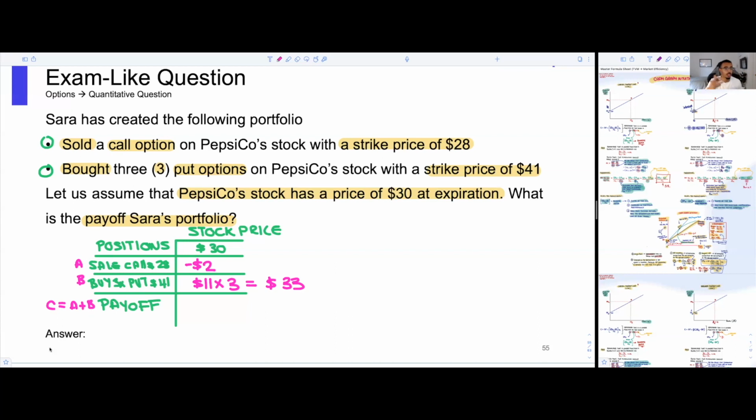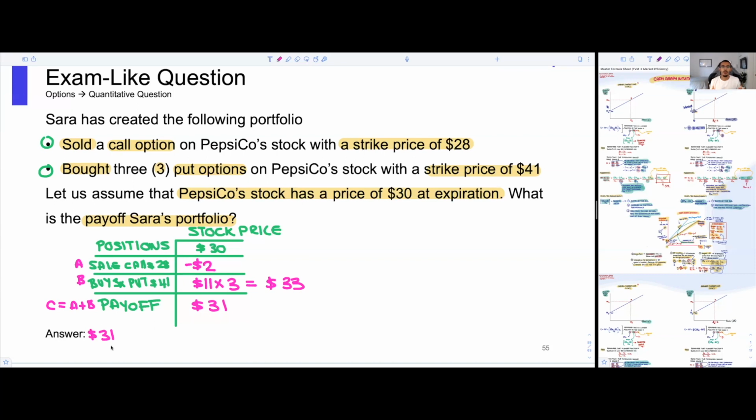All right. So to find your payoff, you just add your rows together. It's simple. You add them up together. It's easy. So minus 2 plus 33 gives you 31. So your total payoff for Sarah's portfolio is $31. And it's as easy as that. We finished the question literally as quick as that.